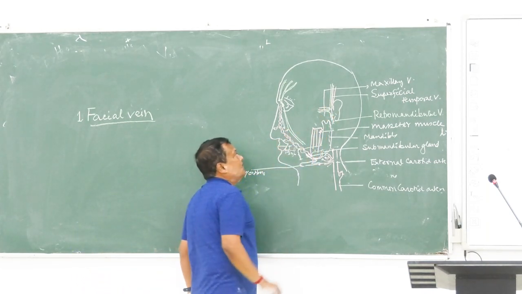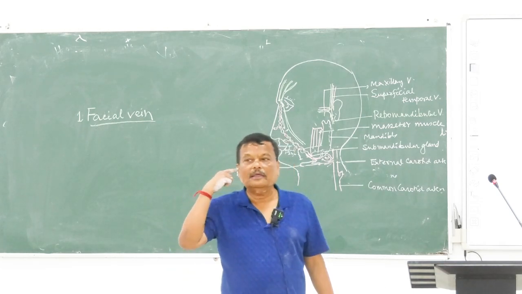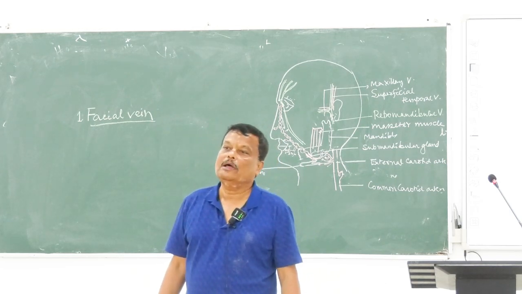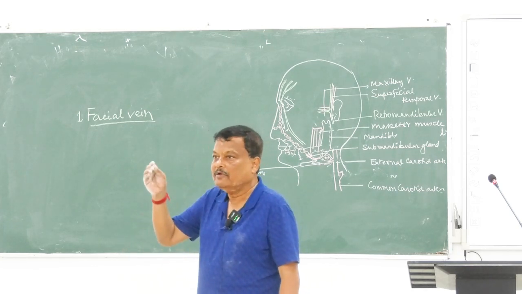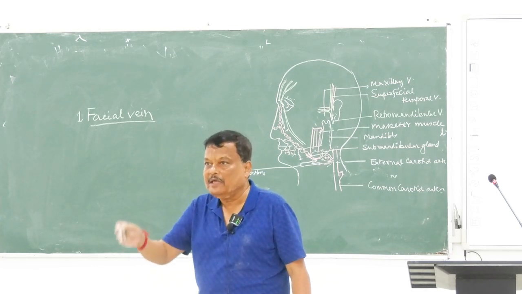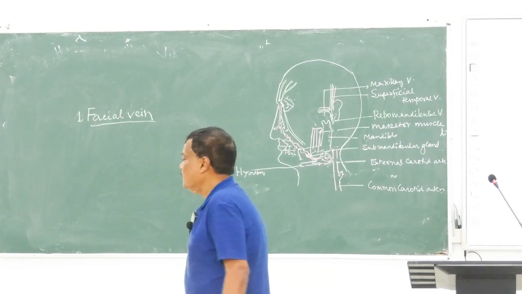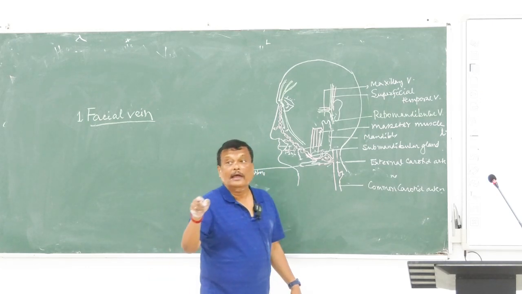টেম্পোরাল ভেইন অ্যান্ড ম্যাক্সিলারি ভেইন। দে জয়েন behind in front of the ear to form retromandibular vein. Retro means back. So this vein, retromandibular vein, passes behind the mandible. So it is called retromandibular vein. Retromandibular vein enter the parotid gland.